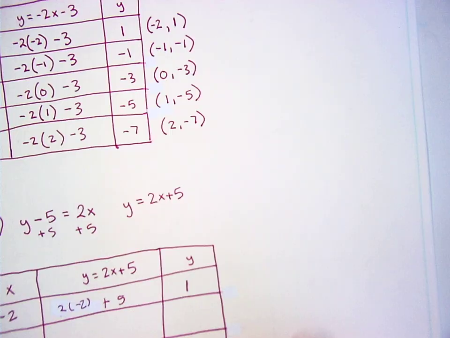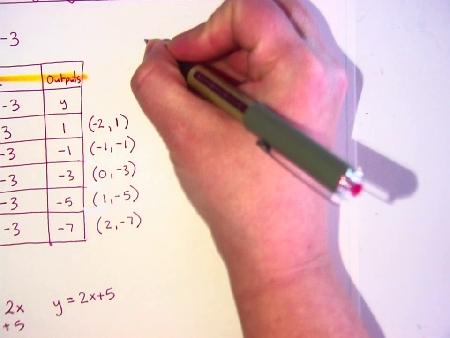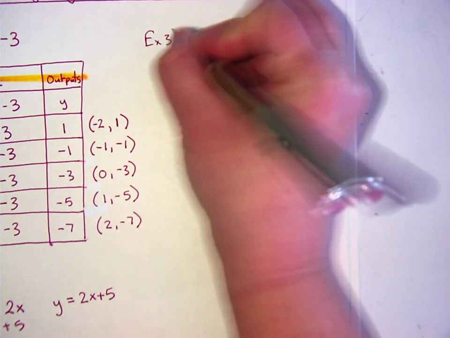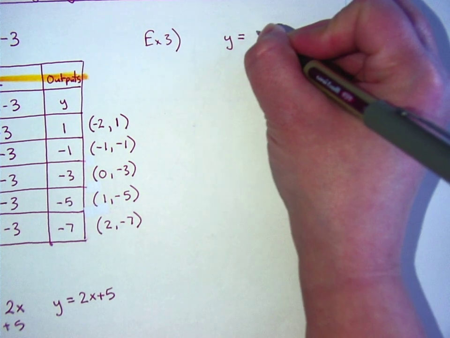So let's make a new one. This equation, what I want you to write down, example 3, is we're going to do the line y equals 3.